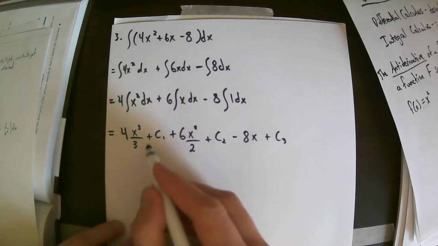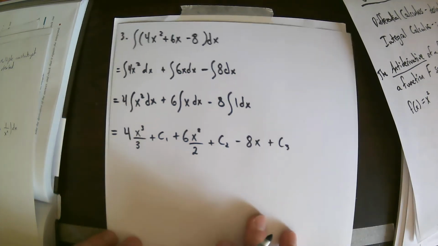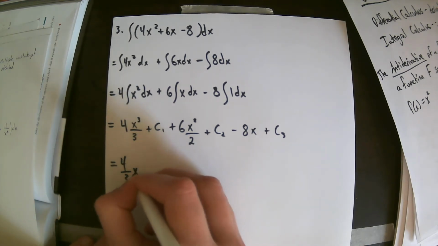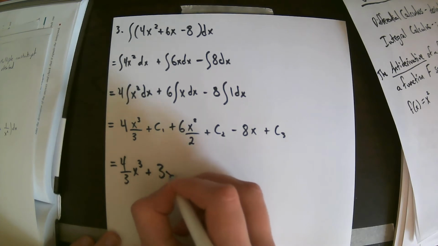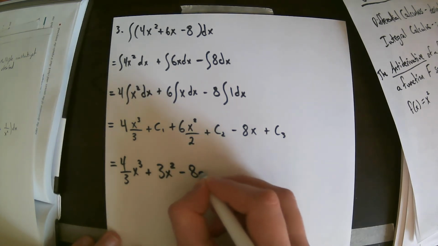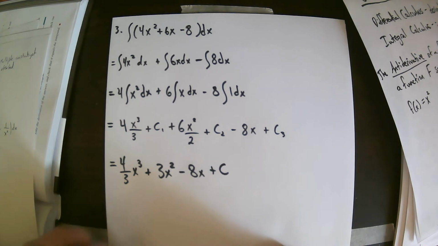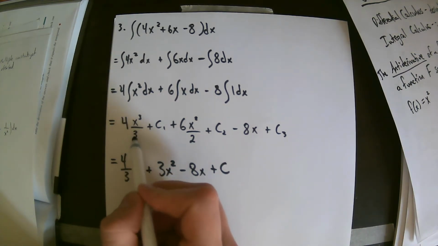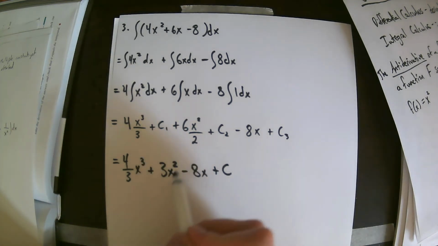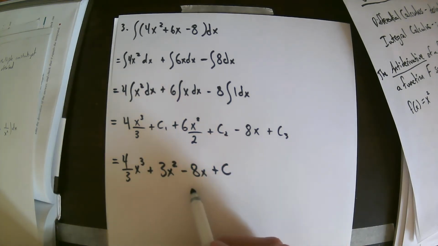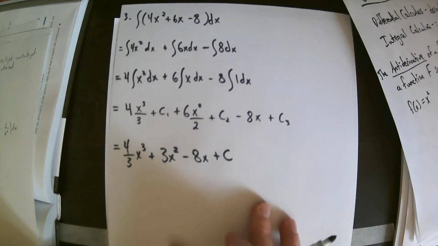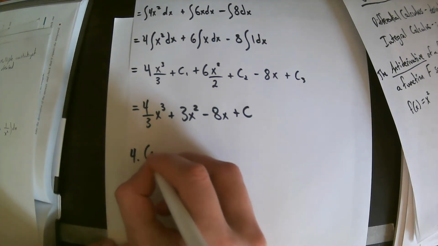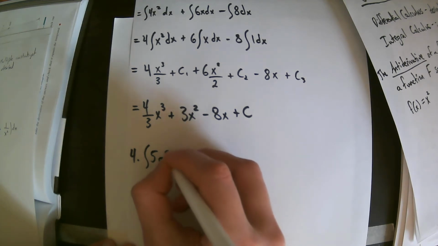And now I can contain all of these real number constants in just one term. So I'll say 4 over 3 x cubed plus 3x squared minus 8x plus c. 4 over 3 comes from 4 times 1/3. Then 6 over 2 is 3, and then minus 8, and all of these constants are just absorbed into 1. All right. How about the integral of 5 e to the x dx?